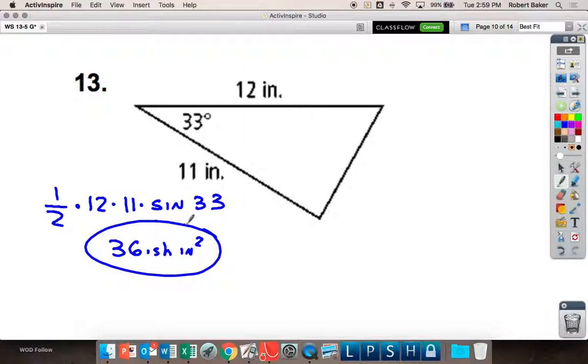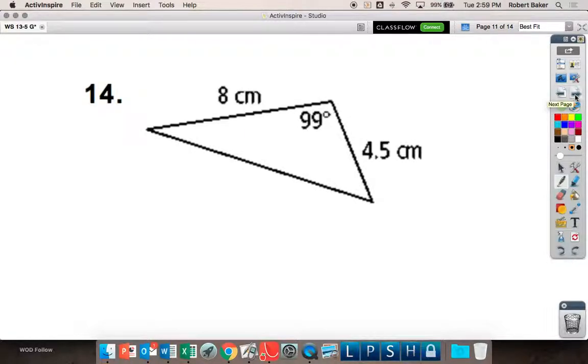So it doesn't matter which side it was. What will not work, I'll use on the next example. Let's say that this was 10. When I add an extra number there, you can only use two numbers. You can only use 8 and 4.5 because the 99 is between those sides. You can't do 1/2 of 8 times 10 times sine of 99 because the angle is not between the two sides that you're using. The angle has to be included in the side lengths that you're using.